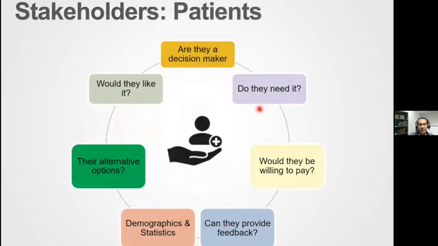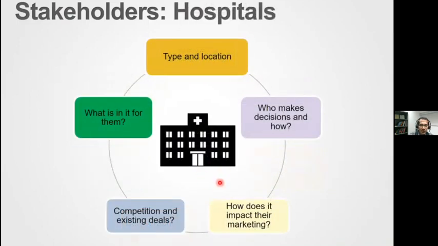And obviously the patients. You have to see whether they're a decision maker, what their alternative options are, would they be willing to pay for it, what the demographic statistics are, can they provide feedback, quantitative feedback that you can leverage or not. The hospitals themselves, apart from the type and location of the hospital, and who makes the decisions and how they make the decisions.